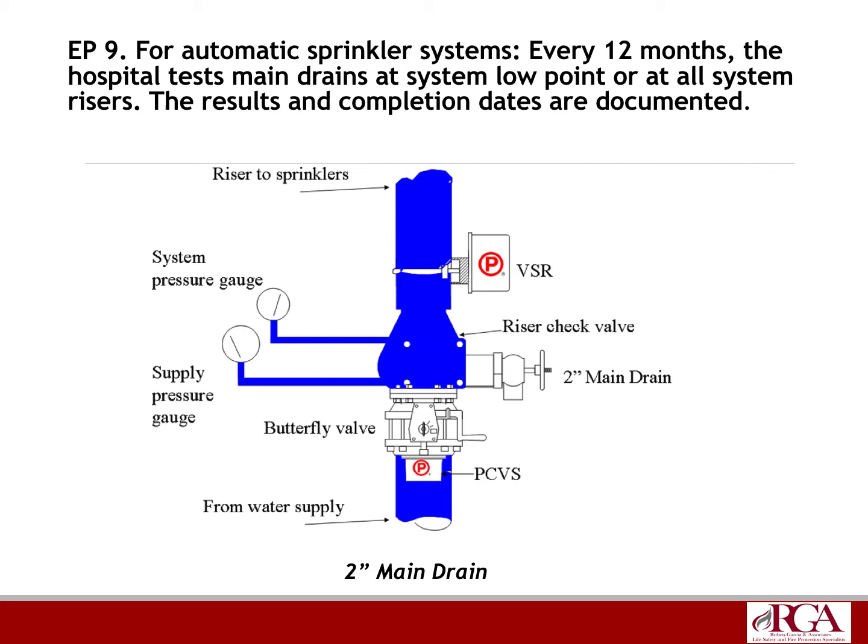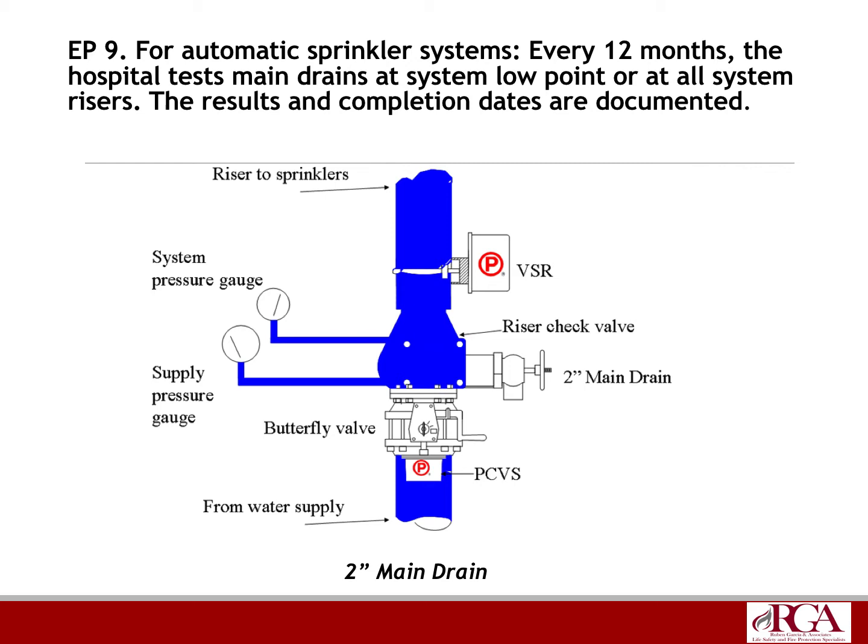EP9 for sprinkler systems, every 12 months, that is once a year, the hospital tests main drains at system low point or at all system risers. The results and completion dates are documented. So the main drain test, the purpose of this test is basically they drain out the water, out the riser, and they simply fill it back up. The purpose is to verify if you have adequate water flow source or supply pressure.